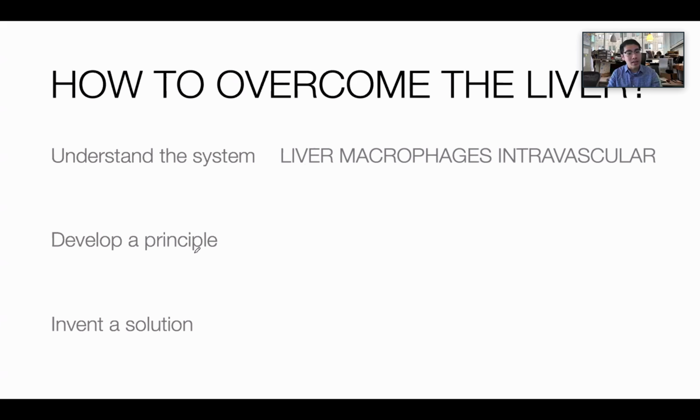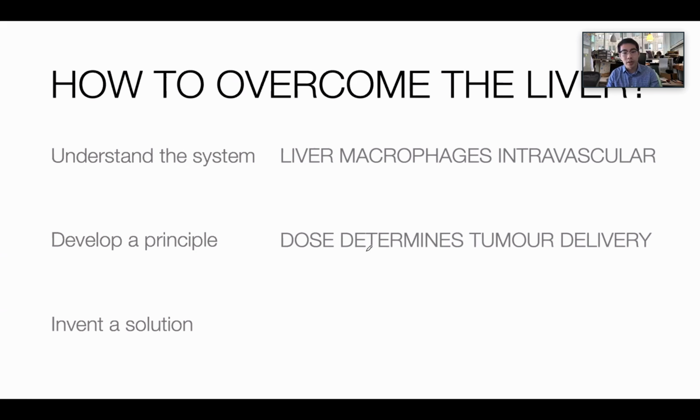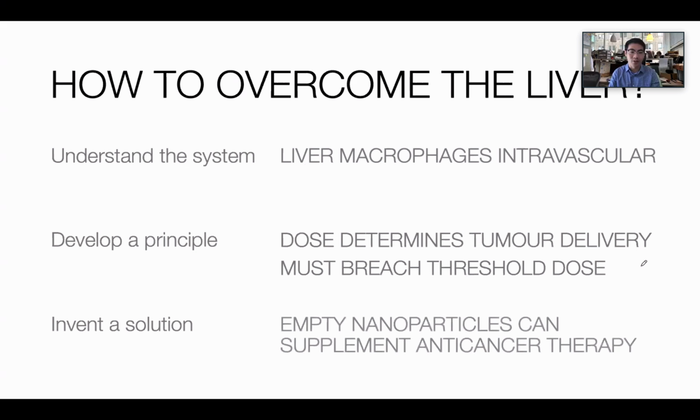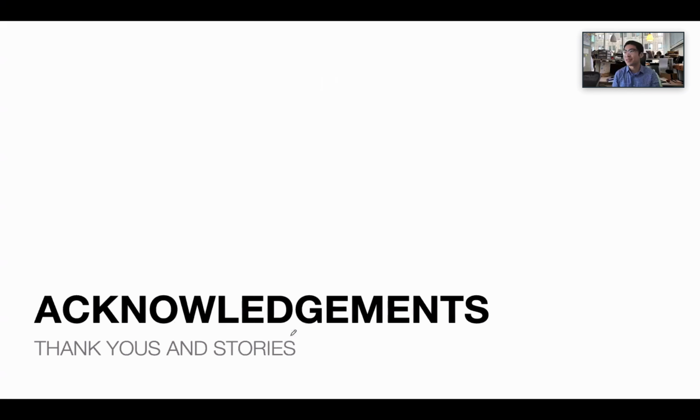And then we used that to develop our principle to show that that preferential accumulation in liver macrophages can be overwhelmed. That dose really determines tumor delivery, but that we have to breach a threshold dose to be able to get to that tumor. And this allowed us to invent a solution, right? We were able to use empty nanoparticles to supplement and enhance anti-cancer therapy just by boosting the dose. And so with that, that's the end of the scientific content of this presentation.